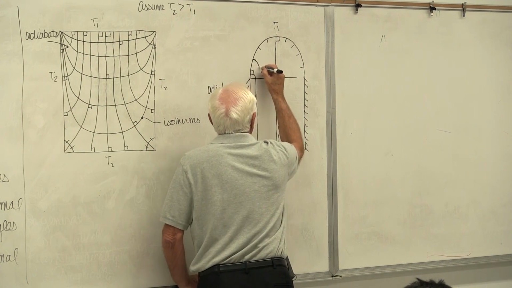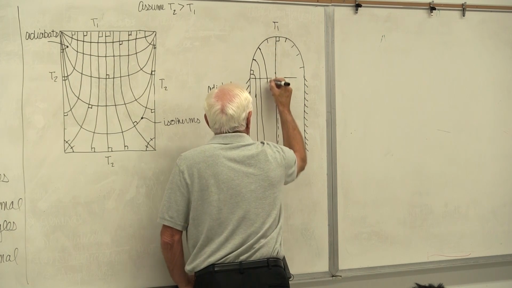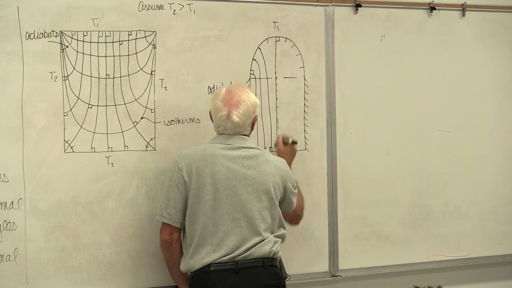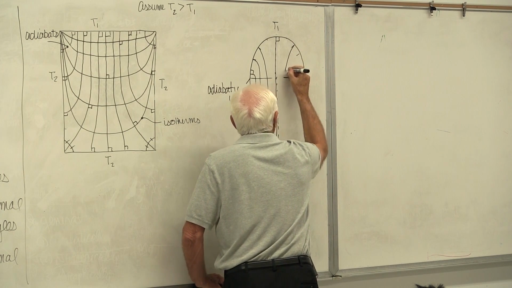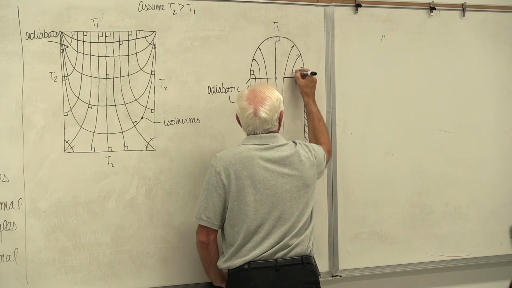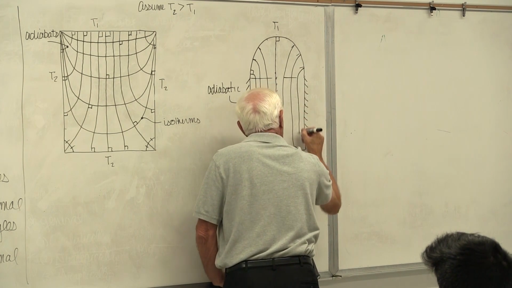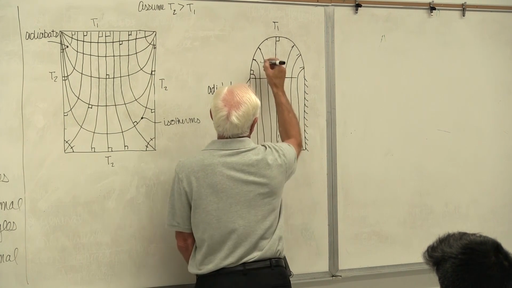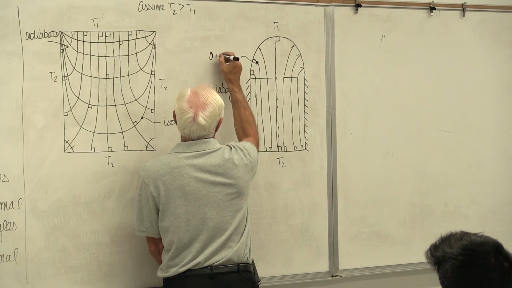Draw the next one. And the next one. We're going to stop there. Draw this one. And the next one. And the next one. There they are. These guys are the heat flow lines called adiabats.